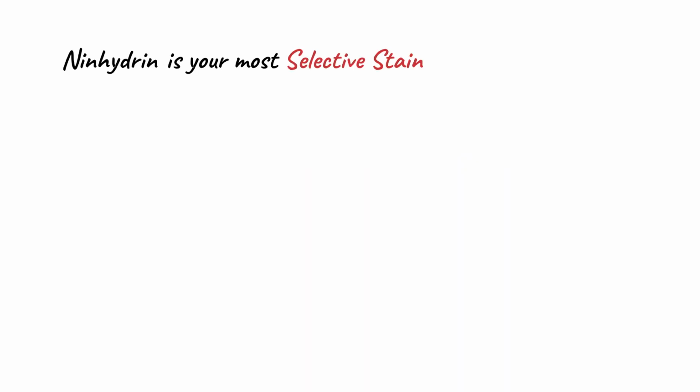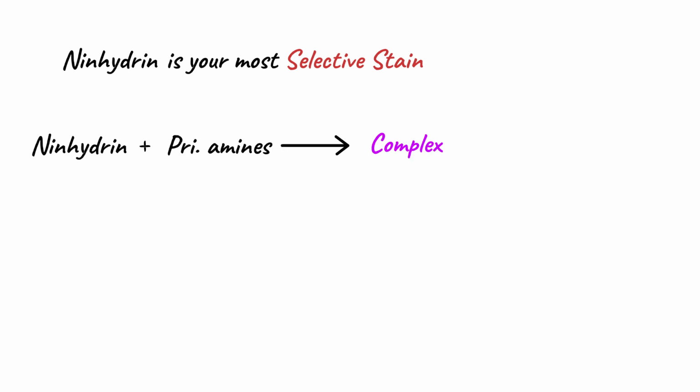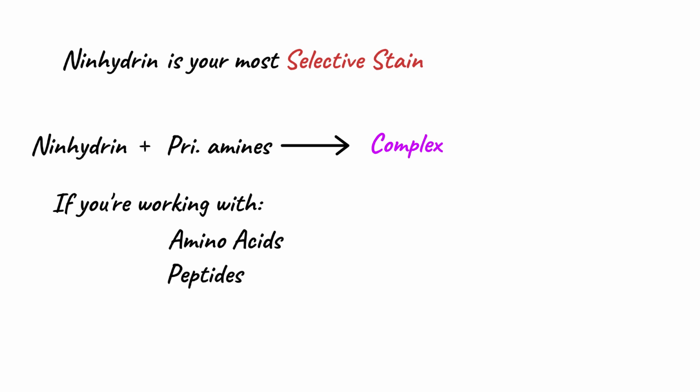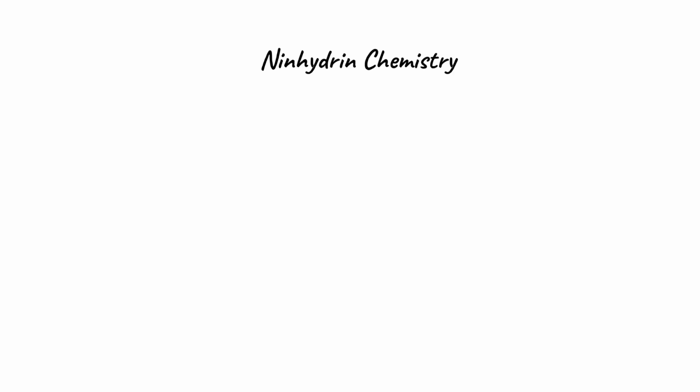Ninhydrin is your most selective stain. It reacts specifically with primary amines to give an intense purple color. If you are working with amino acids, peptides or any compounds with a free primary amine, ninhydrin is your go-to molecule. The ninhydrin chemistry is also worth understanding.